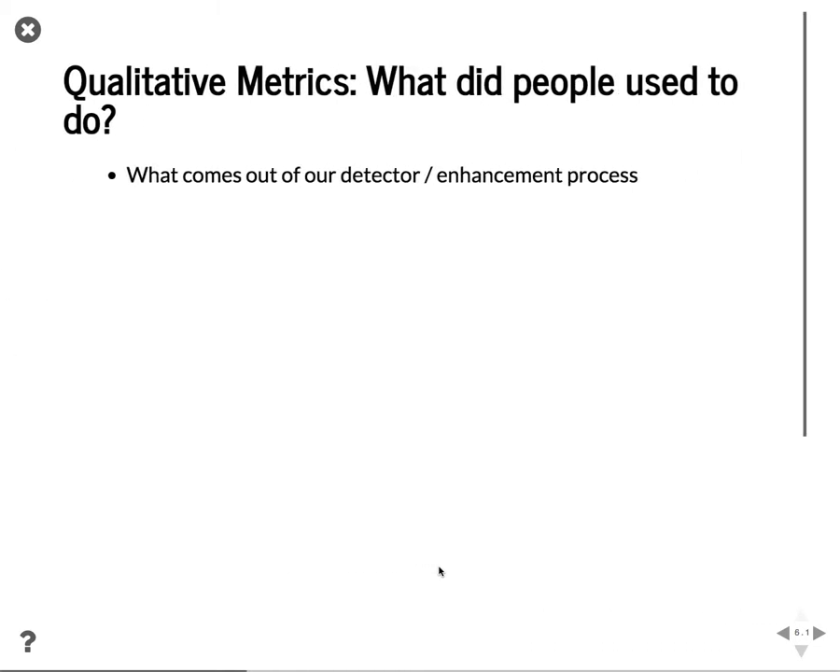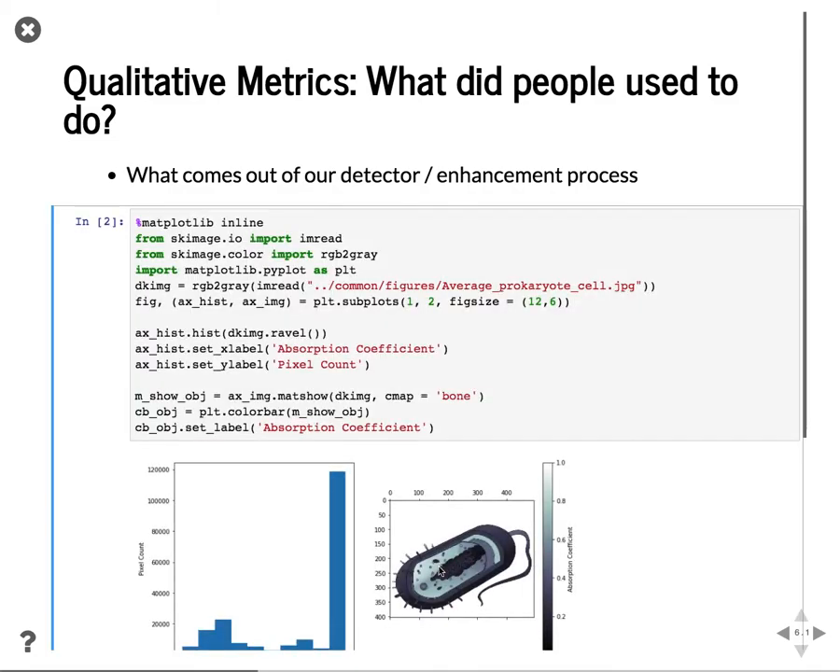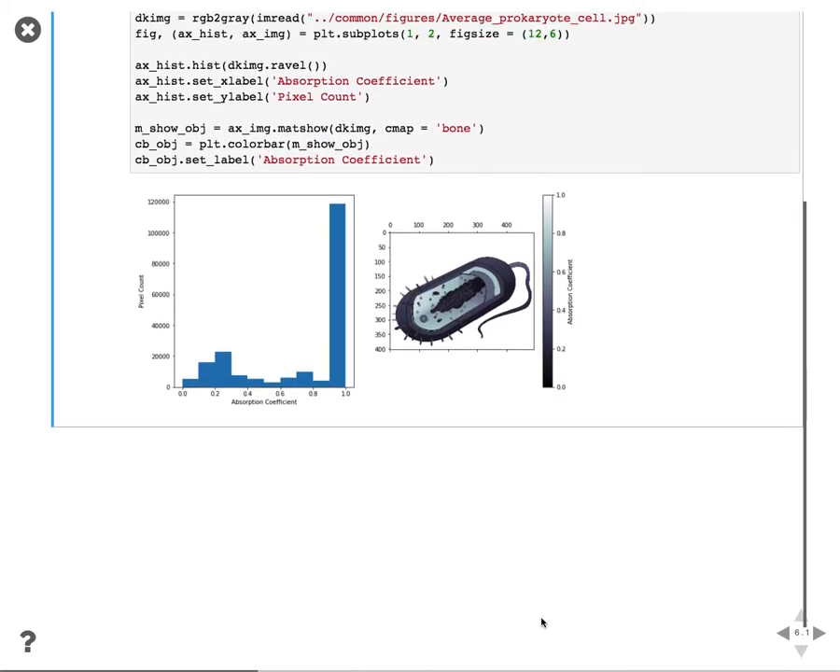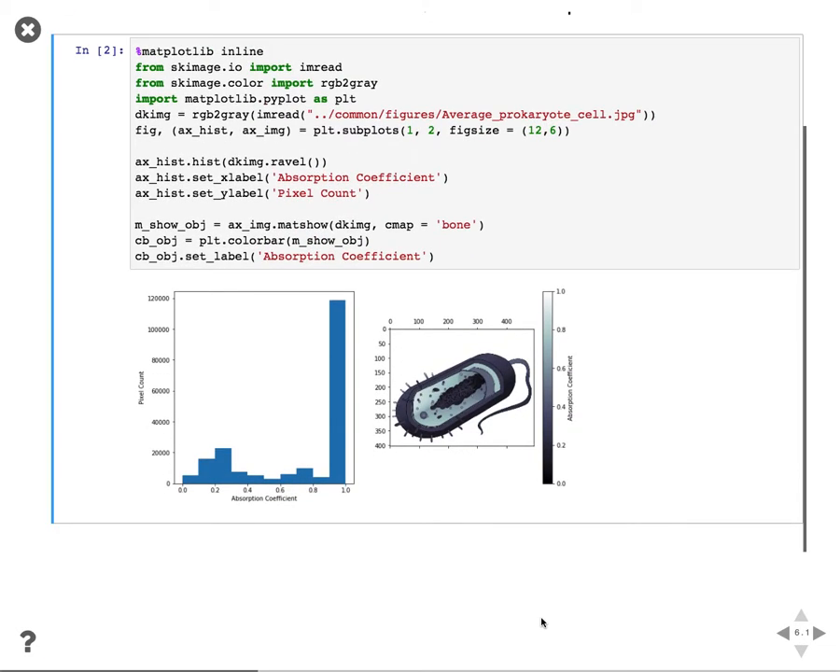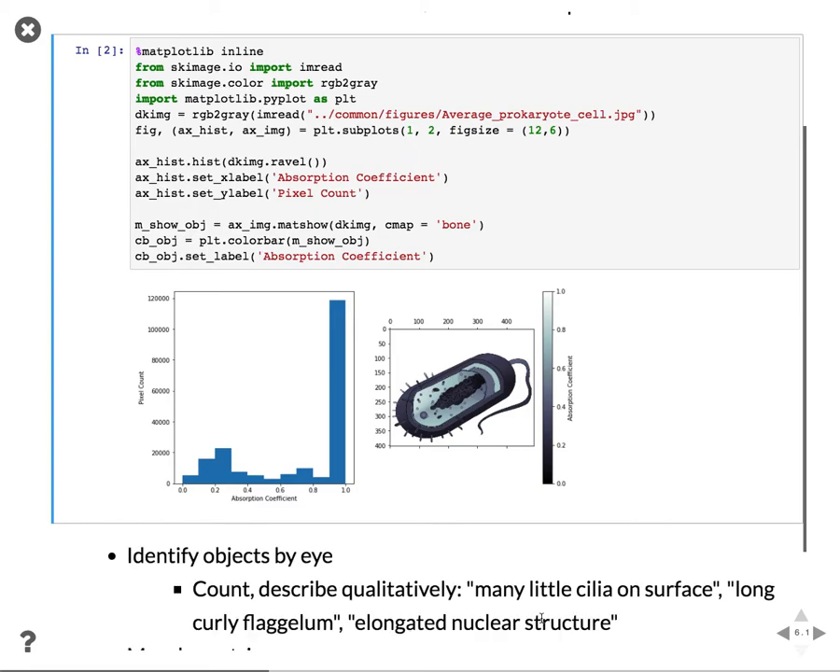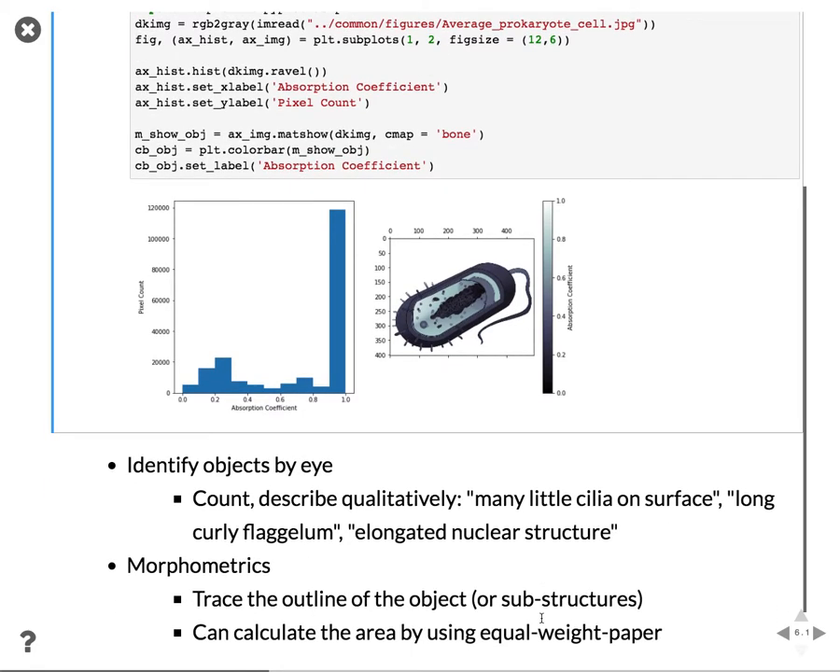So in terms of quantitative metrics, what did people used to do? If you go way back to the original image that we showed before, even as late as the 70s, when you would take images like this, you would identify objects by eye. You'd look at the image and say, this is a bacteria. It's got a cilia on its surface. It has a long curly flagellum. A lot of biological papers you read today still talk very much in this way about the structures they see.